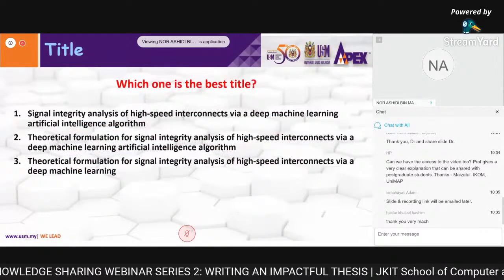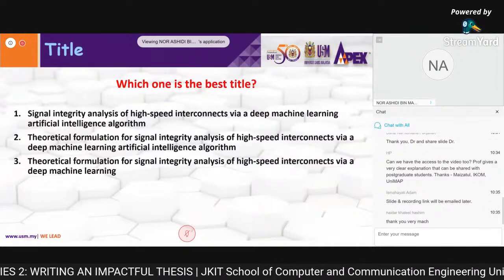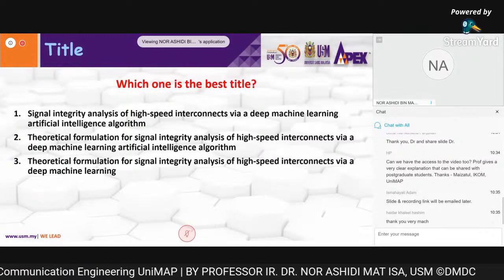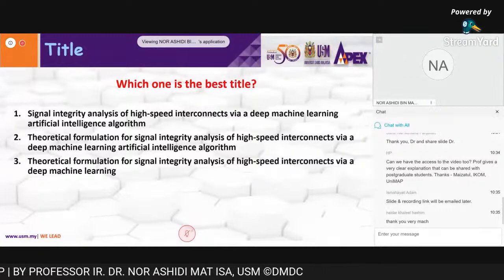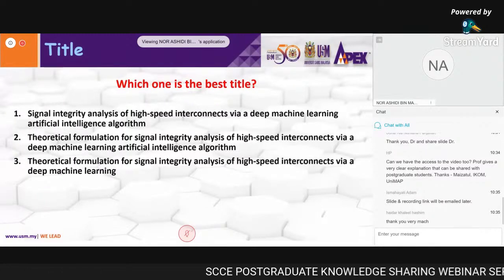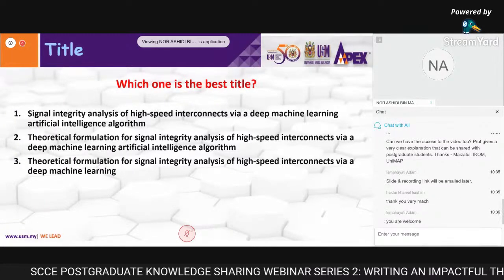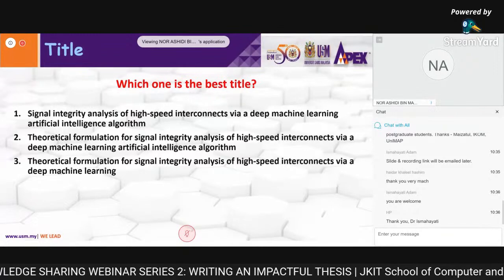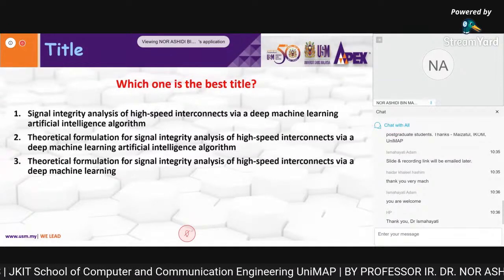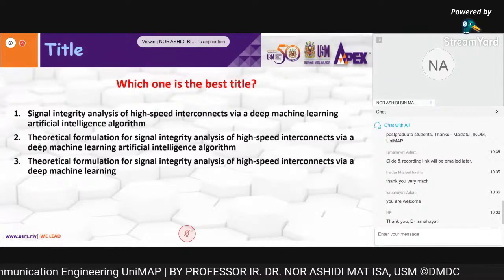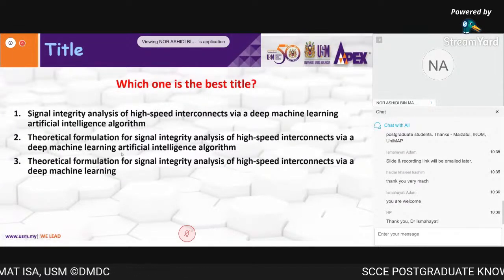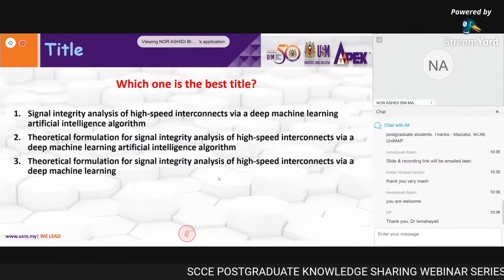I'll give you an example. These are three example titles. Which one is the best title? The first one is signal integrity analysis of high-speed interconnects via deep machine learning artificial intelligence algorithms. The second one is the same, but there is an addition: theoretical formulation for signal integrity analysis of high-speed interconnects via deep. This is the addition of theoretical formulation. And the third one is the same, but we remove the artificial intelligence algorithm.